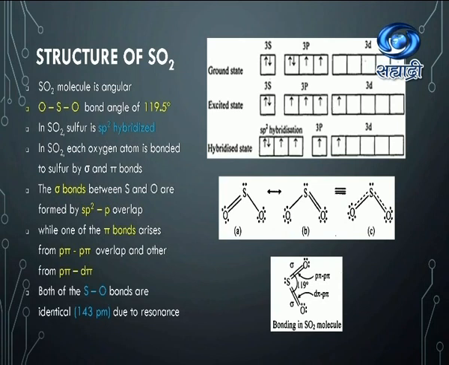Sulfur atomic orbital is 3p, oxygen atomic orbital is 2p. And as can be seen from the hybridized state configuration, with the other oxygen atom, the sulfur atomic orbital is 3d and oxygen atomic orbital is 2p. So that pi bond is called as a d pi-p pi bond. So both sulfur oxygen bonds are identical due to resonance. So resonating structures are also shown. So in all, sulfur dioxide molecule is angular. OSO bond angle is 109.5 degrees.